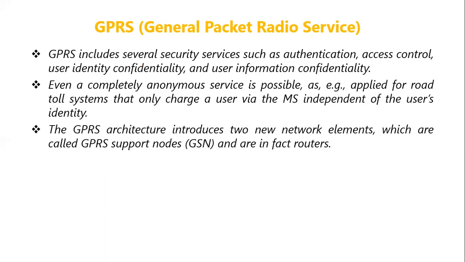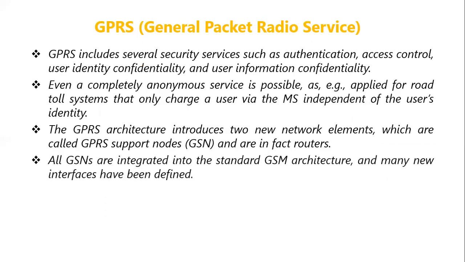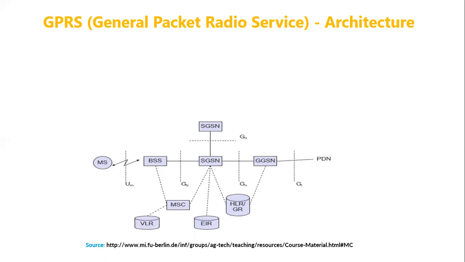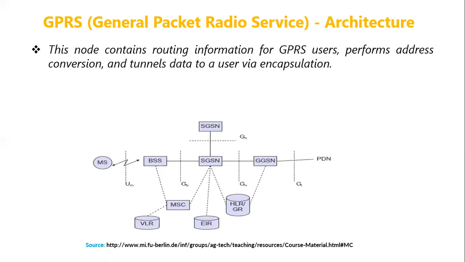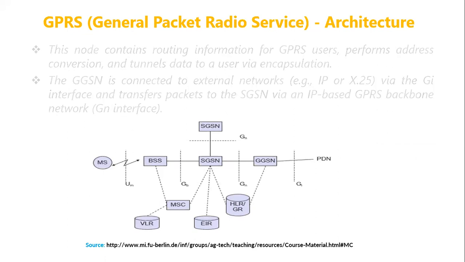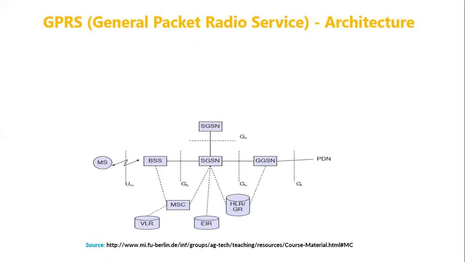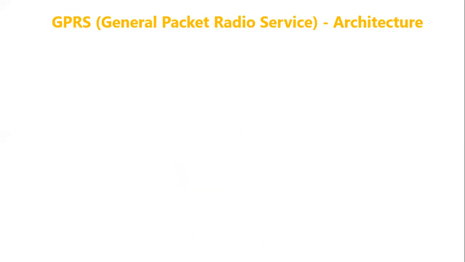Then we have slightly discussed the various security services offered by GPRS, and then we jumped into the GPRS architecture. We have understood what is SGSN and what is GGSN. GGSN is the gateway GPRS support node which connects with the PDN. It gets data from the PDN and gives it to SGSN, and through that the data will be communicated to the mobile station.